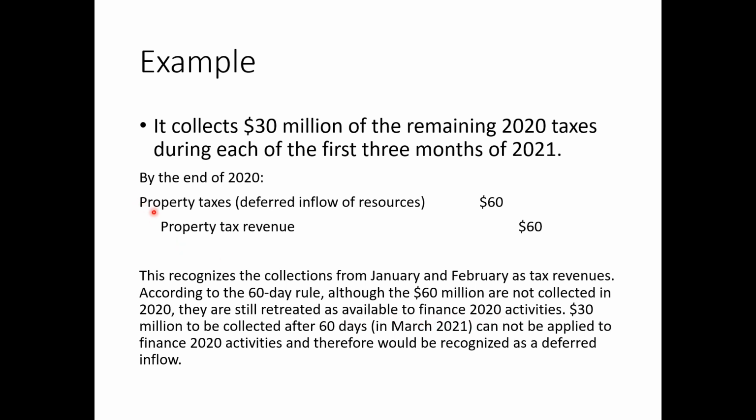So we're going to recognize an additional $60 million in property tax revenues. We debit property tax deferred inflow of resources and credit property tax revenues. These are for the January and February collections. But the $30 million to be collected in March is beyond 60 days. This cannot be viewed as 2020 revenues. It still remains as deferred inflows.